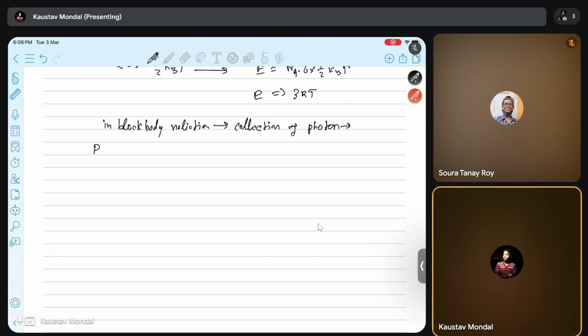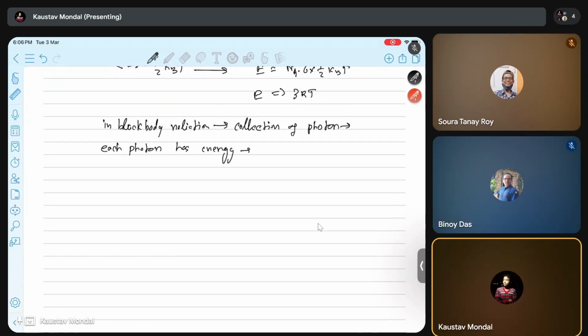So each photon has energy n h nu, where nu is a fixed frequency, the frequency at which the photon is vibrating. Here n is an integer number, so the photon can attain any kind of energy state. n can be any integer value.